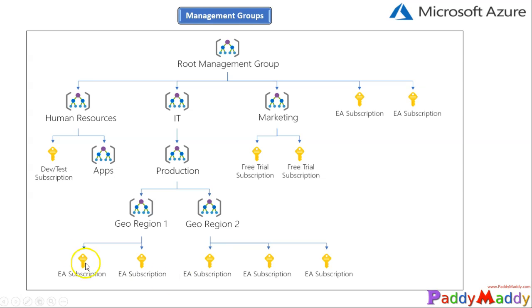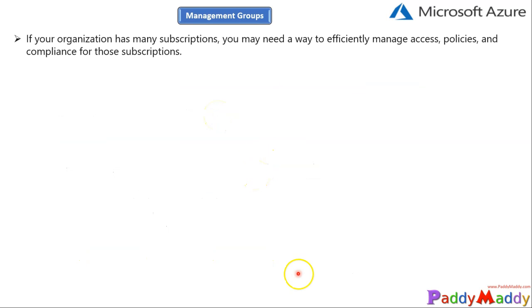So you no need to go and configure the permissions at each subscription level. Instead you can apply them at the nested level or the top level of the management. This makes our life easy to determine identity and access management for a group of subscriptions. Let's go through the points on management groups one by one.